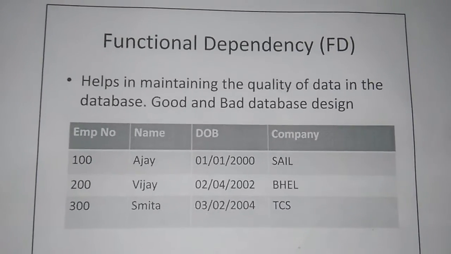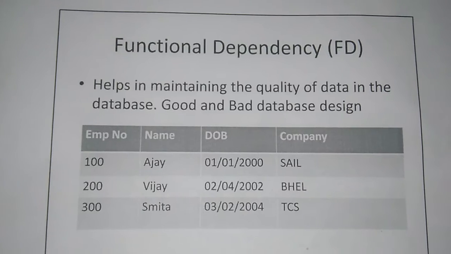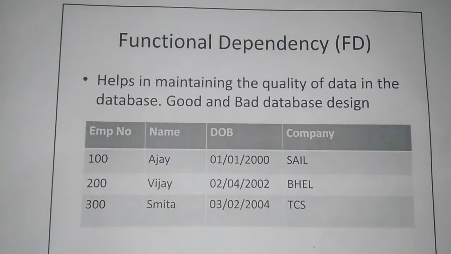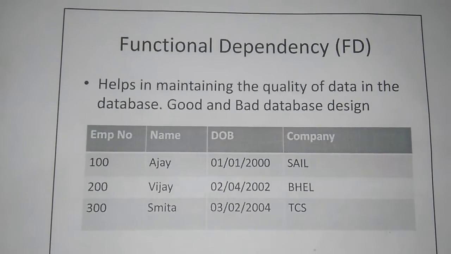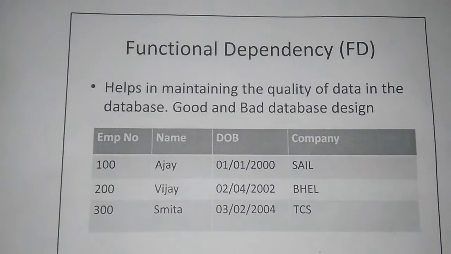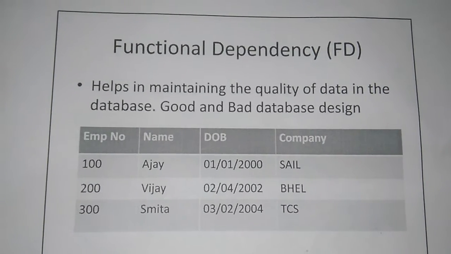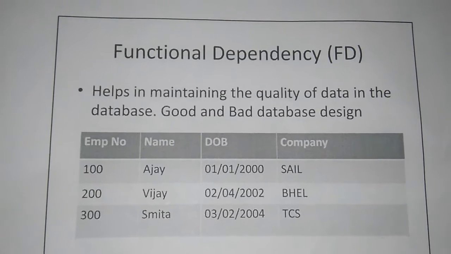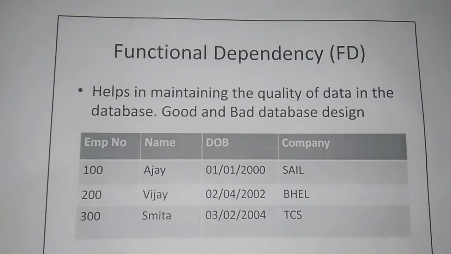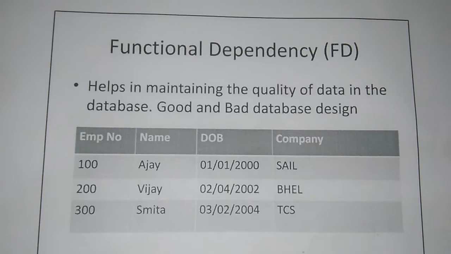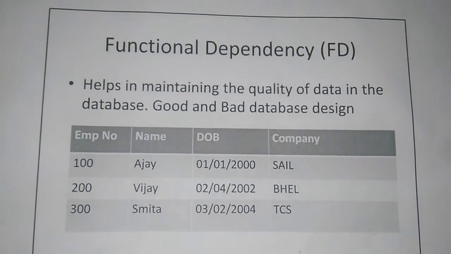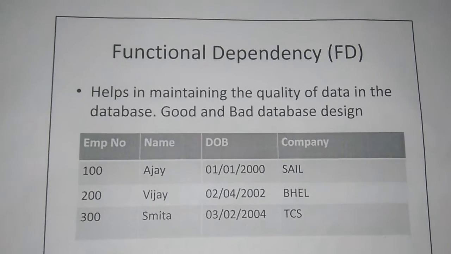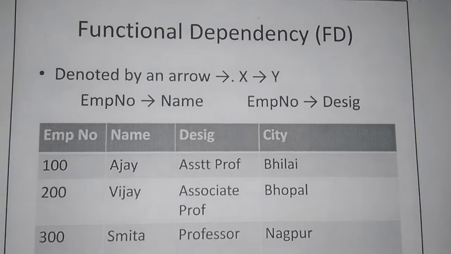Good and bad database design. In this example, EMP number is a primary key. Name and date of birth are related to the EMP number. If you know the EMP number, we can uniquely identify the employee and view his details. But the column company gives the information about the company. It has no relationship with the primary key, and in this table the primary key is EMP number. This is a bad design.